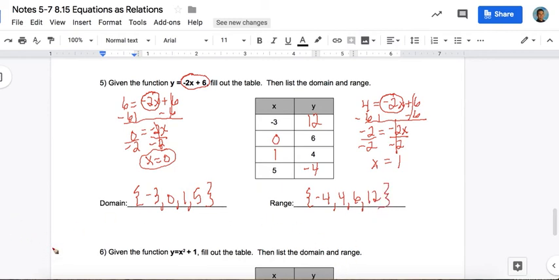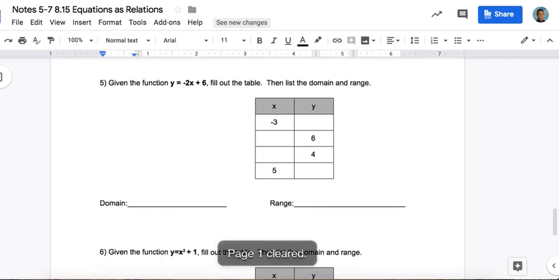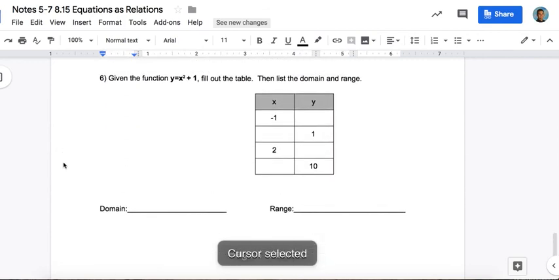Okay, and now to our last and final problem. Given the function y equals x squared plus 1, fill out the table, then list the domain and range. So the first one, we have an x value, and we have our rule right here. So we're going to do -1 squared. And remember, that's -1 times -1, which is +1. And 1 plus 1 is 2.